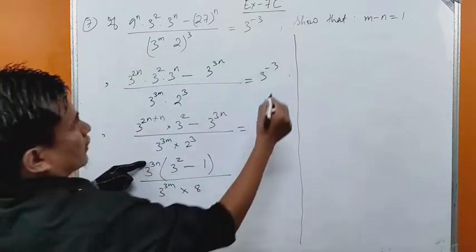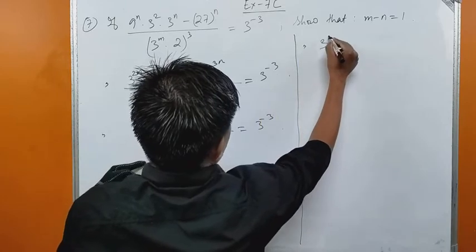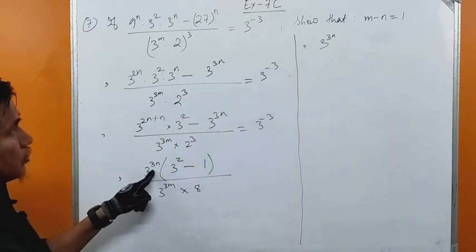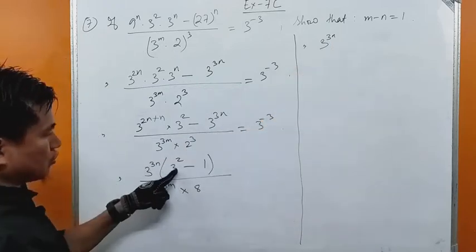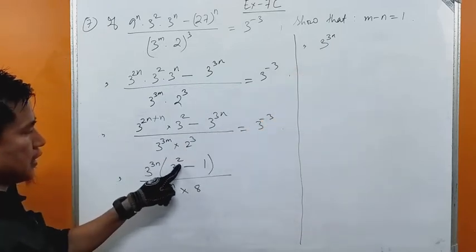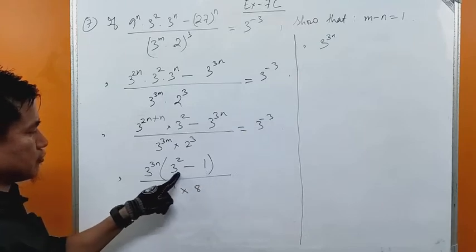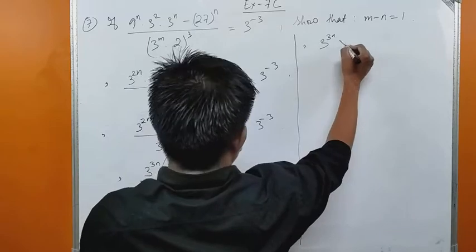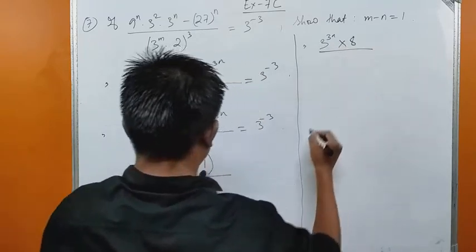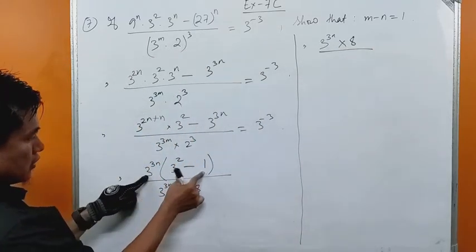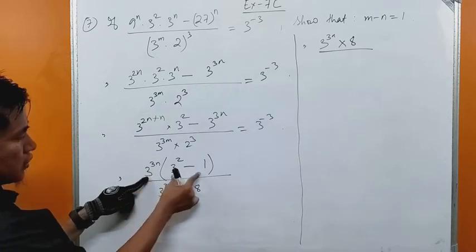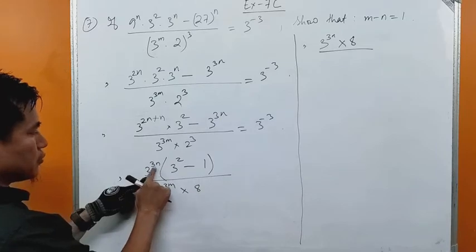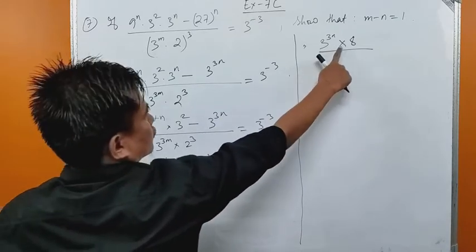3 to the power 3n, 3 squared is 9, 9 minus 1 is 8, isn't it? The bracket means multiplication, so 3 squared minus 1 is 8. So we have 3 to the power 3n into 8.